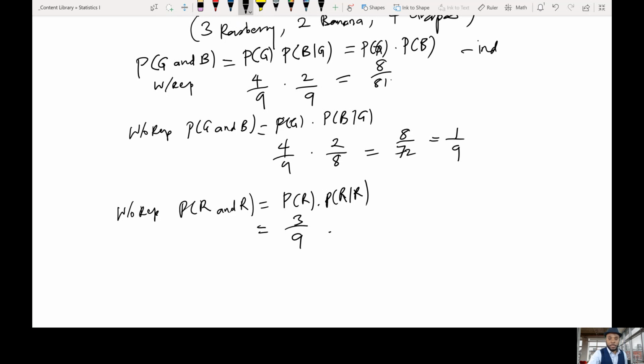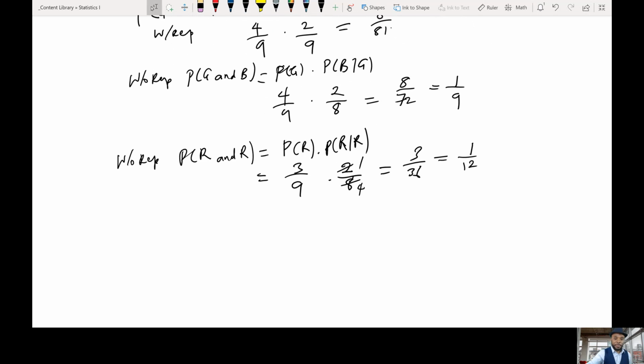Now, without replacement, probability of drawing a raspberry, given that we had drawn a raspberry, so we kept one raspberry outside of the bag. So how many raspberries are left in the bag? We have 2 raspberries left. So that would be 2 out of, what's the sample size now? It's going to be 8. So that will be 2 times 3, 6, over 9 times 8, 72. So that's basically 3/36. That's 1/12. Okay. Keep following?